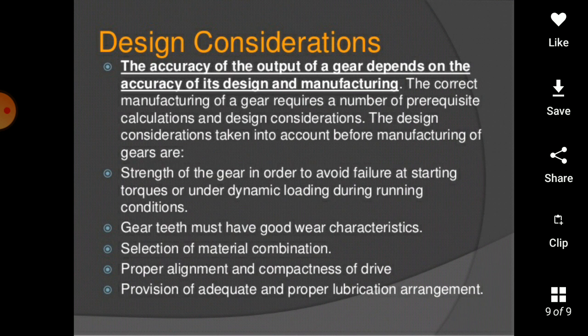Some design considerations which should be considered in the design of gears: the accuracy of the output of a gear depends on the accuracy of its design and manufacturing. The correct manufacturing of a gear requires a number of prerequisite calculations and design considerations. The design considerations taken into account before manufacturing of gears are strength of the gear in order to avoid failure at starting torques or under dynamic loading during running conditions. Gear teeth must have good wear characteristics, selection of material combination, proper alignment and compactness of drive, and provision of adequate and proper lubrication arrangement.